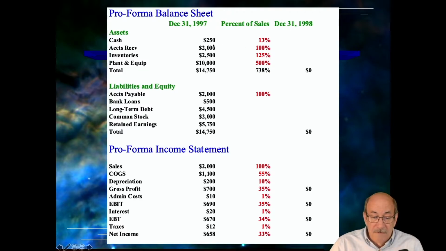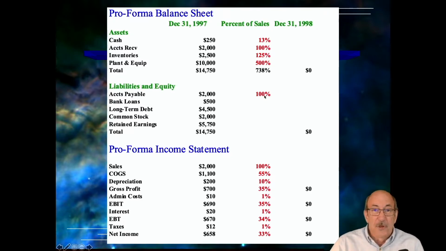So that 250 in cash is 13% of sales, right? Our sales are 2,000, so 250 is 13% of 2,000. The accounts receivable is 2,000, so of course that's 100% of sales, and so on down the line here. Then we come to liabilities and equity.